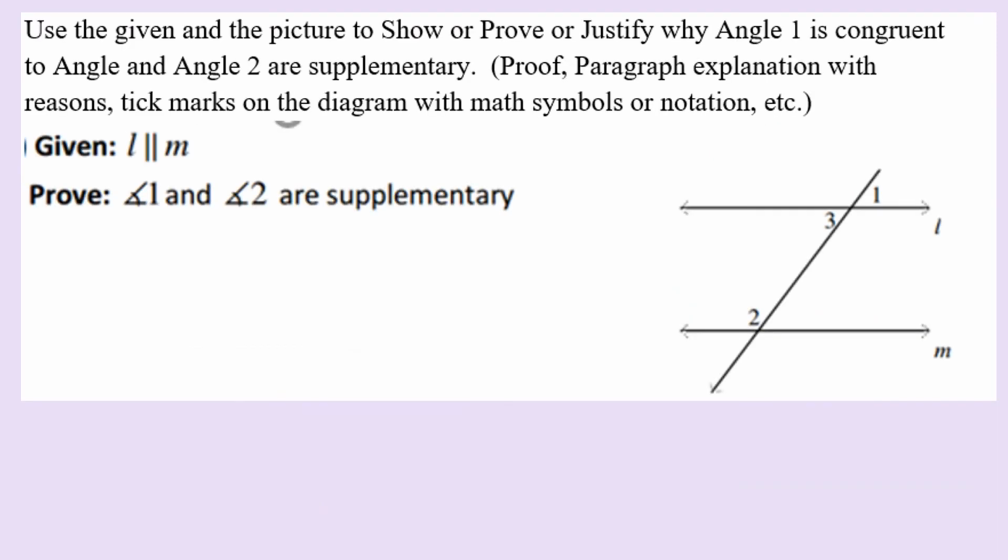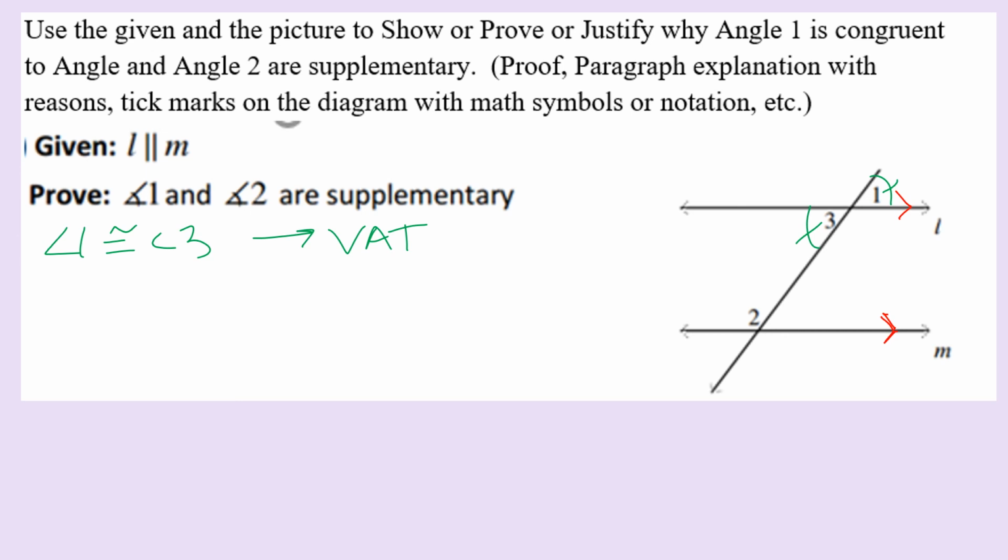So our given is that L and M are parallel lines, and we need to prove that angle 1 and angle 2 are supplementary. So again, there are a couple different ways that you can do this. So first of all, I know that angle 1 and angle 3 are congruent because of the vertical angle theorem. So angle 1 is congruent to angle 3, and we can just say vertical angle theorem. So that would be my first step.